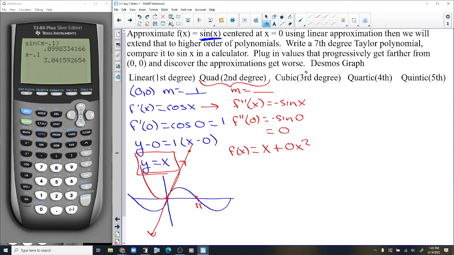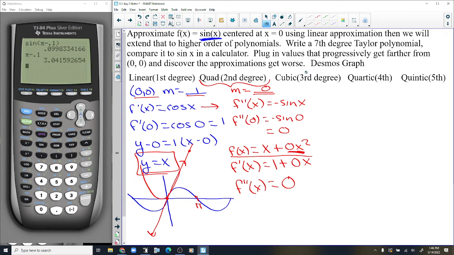Now, I need everything to fit. I need the point to be 0, 0. I need the first derivative to be 1, and I need the second derivative to be 0. Well, if I plug 0 in here, I get 0, 0. First derivative would be 1 plus 0x, let's say. So if I plug 0 in there, the first derivative is 1, and the second derivative is 0. Everything works. This function works, but it's not a quadratic because this ended up being 0.